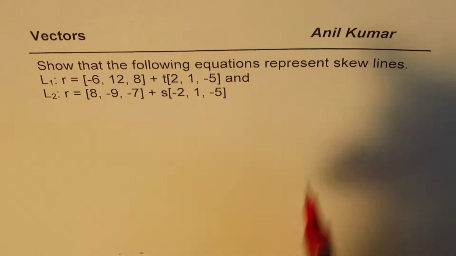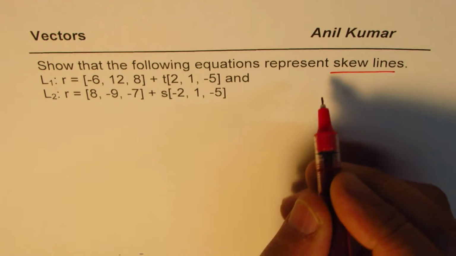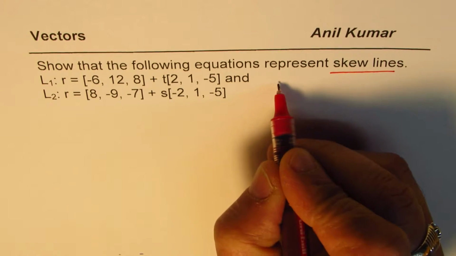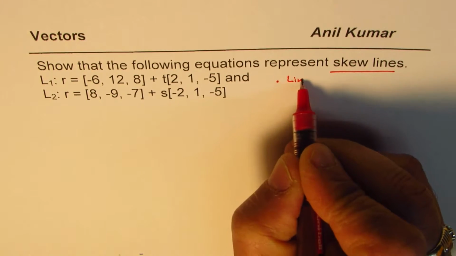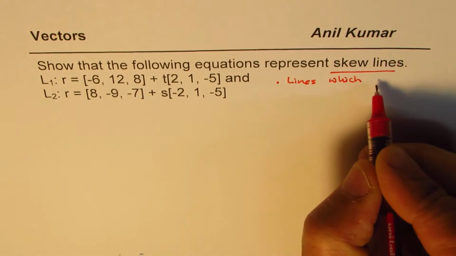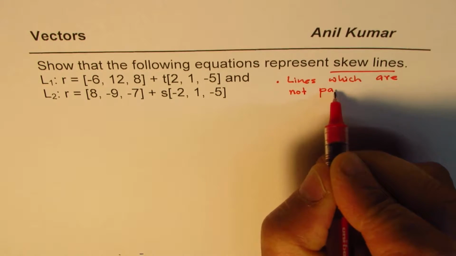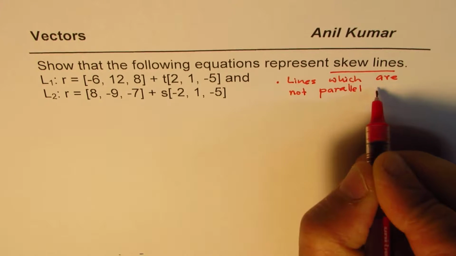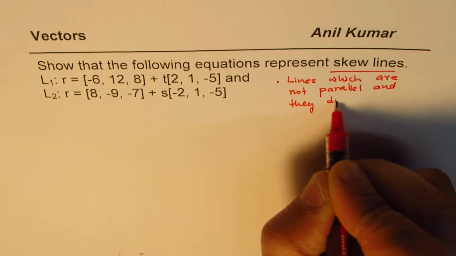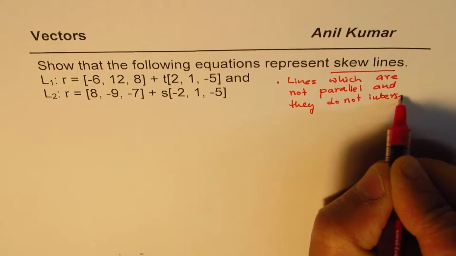Now let's understand what skew lines are. Skew lines are lines which do not intersect. So what are skew lines? Lines which are not parallel and they do not intersect, right? These are two characteristics.